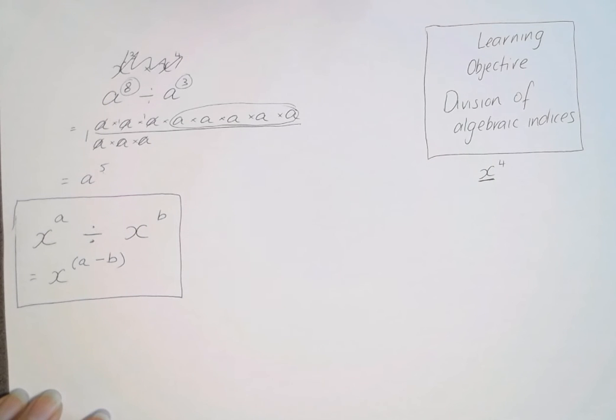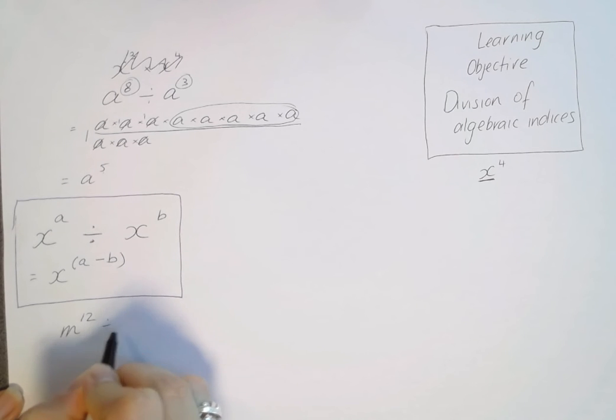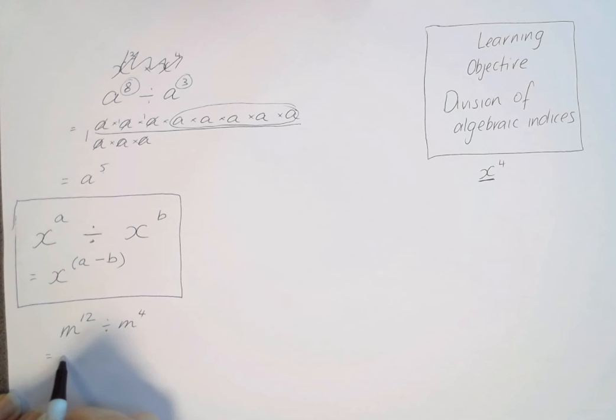So let's do another example. Let's go m to the power of 12 divided by m to the power of 4. Remember, we are not dividing when we are looking at the indices. We have to work with a different rule, and that rule this time is subtract. So we would have m to the power of 12 take 4, which would be, what's 12 take 4? It is 8. So you can leave the brackets off if you like.